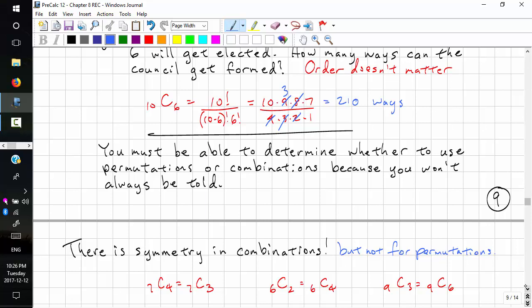So you must be able to determine whether to use permutations or combinations because you won't always be told. Sometimes it might say combinations, but it means permutations. Sometimes it's talking about an arrangement, but it means combinations. And unfortunately, with combinatorics, it's easy to get an answer. However, you won't know if your answer is right or not unless you are very careful with checking the wording. And that's why we say counting is hard.